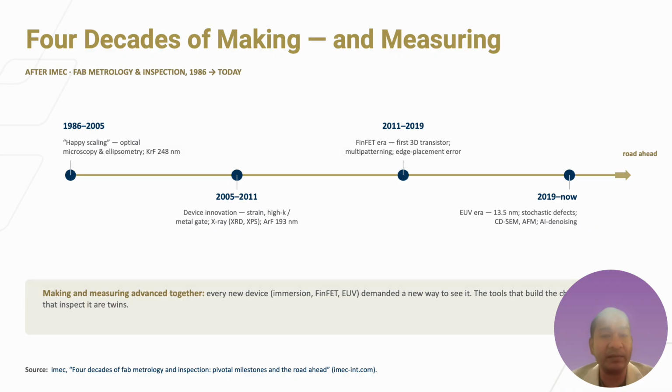When the transistor went three-dimensional with the FinFET, they needed new ways to measure three-dimensional shapes, and in today's EUV era, features are so small that random statistical defects appear, and the measurement tools now use AI to clean up noisy images. The lesson is simple. Every time we invented a new way to build a chip, we also had to invent new ways to see it.